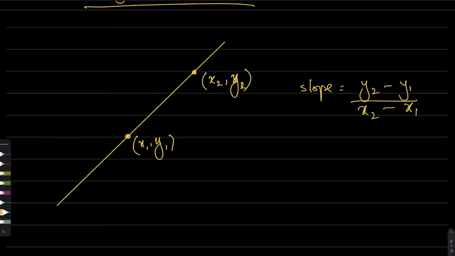Exactly. Ahmed, do you know this? So this is Cartesian coordinates. Yeah, I know this. Yeah. So this is my slope.